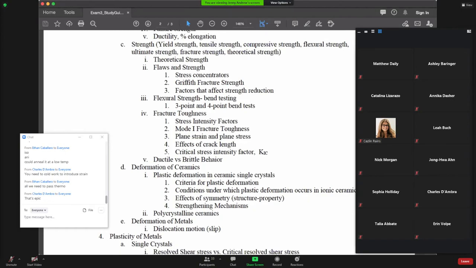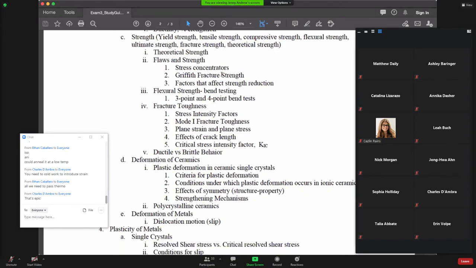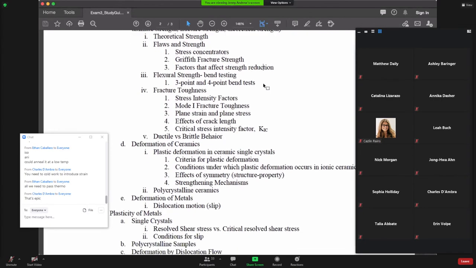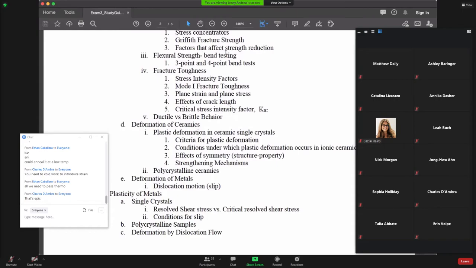We talked about different fracture strengths, including the Griffith fracture strength, and then also different factors that affect strength reduction, which we sort of just talked about there. We talked about flexural strength for ceramics, 3-point or 4-point bend test. They have slightly different formulas. We do these because most ceramic samples are too brittle to test using a typical sort of tensile test mechanism.